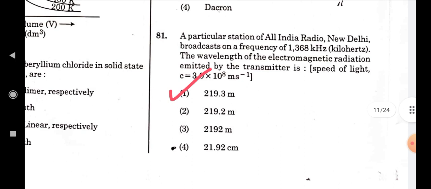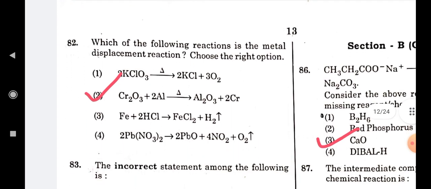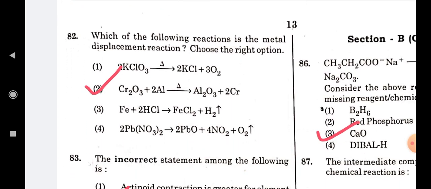Now this is, All India Radio from New Delhi is broadcasting on a frequency. So what will be the wavelength? So you can calculate the wavelength. So it will be 219.3 meter. Now for this one, the metal displacement reaction. So you know that the chromium is getting displaced by aluminum. So the option number 2 will be the correct answer.